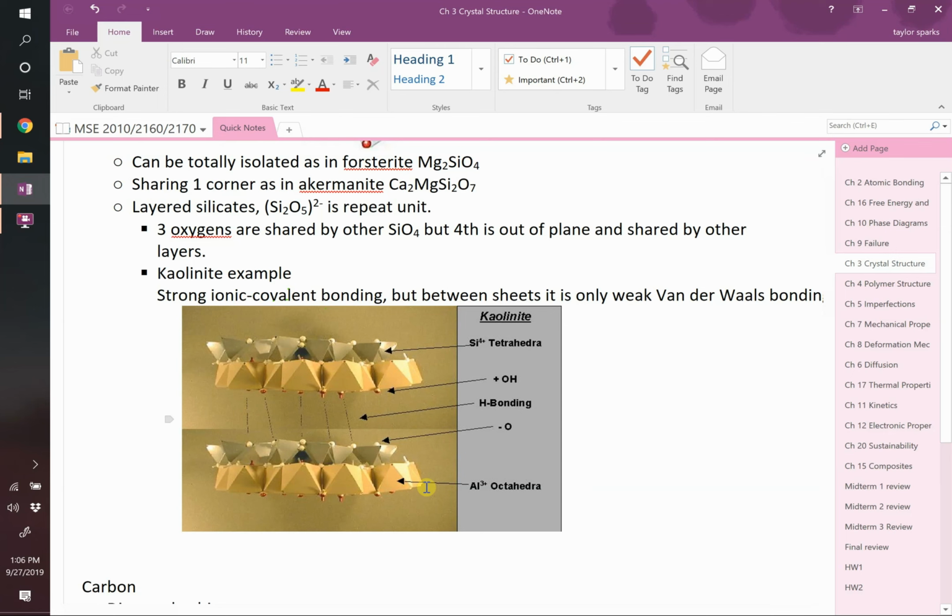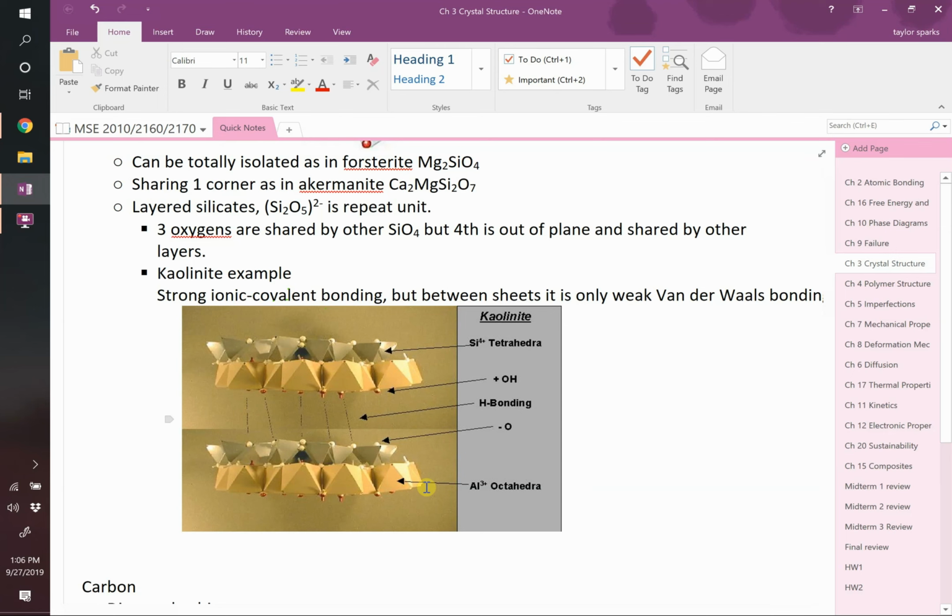These things put together, and now you have charge balance. This was a little bit of extra positive, this was a little bit negative, and overall, they're balanced. Or in other words, this little sheet's happy to just do its own thing. And then you've got what's called a van der Waals gap between these. A van der Waals gap, that's van der Waals bonding.